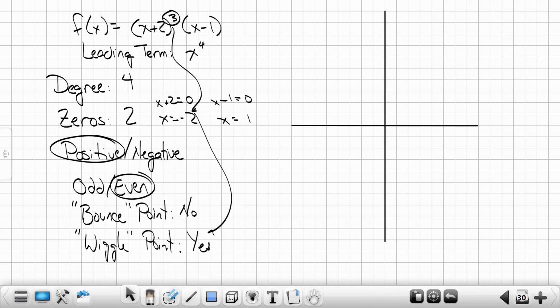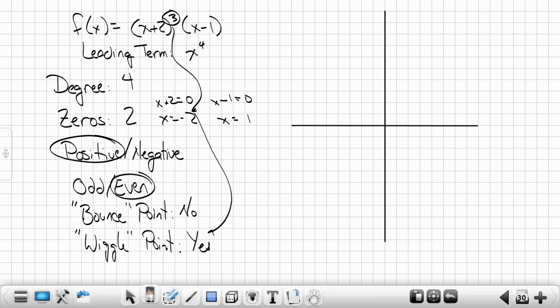How do I know what? So its degree is, so positive is this leading coefficient. Is it a plus or a minus in front of it? So since there's nothing in front, it's positive. And then the even is what is the exponent, even or odd? Okay.